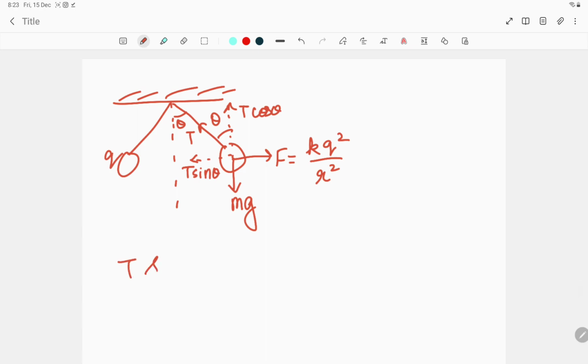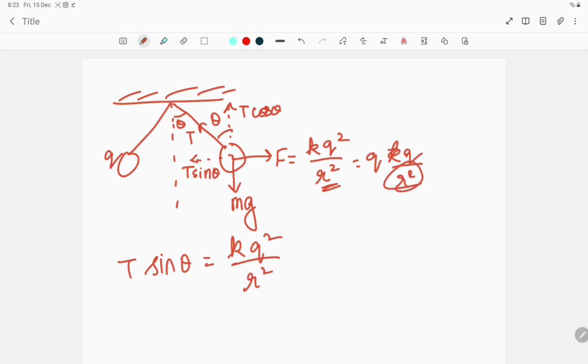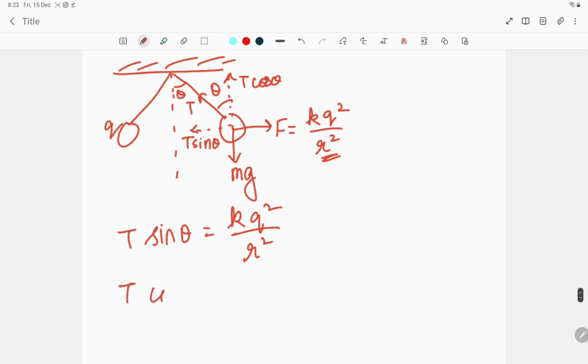So we get T sin theta equal to the force F, which is kq square by r square. Generally in these types of questions we tend to take qE, but we are not using E here because E is also dependent on r. E is kq by r square. Since they have asked us to calculate r, we cannot use capital E as the substitution, because that also is dependent on r. That is the reason why we are using the entire formula kq square by r square. So this is T sin theta, and T cos theta equals mg.